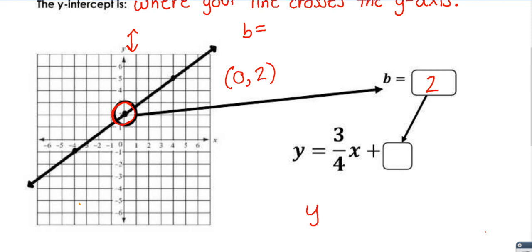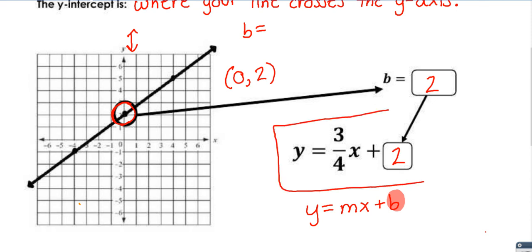In your formula, remember that it was y equals mx plus b. So right now we're worried about this last letter, the one that stands by himself. And so we can just fill in the formula that our b is 2. So the equation for that graph is y equals 3/4 x plus 2. Remembering that 3/4 is your slope and 2 is your y-intercept.